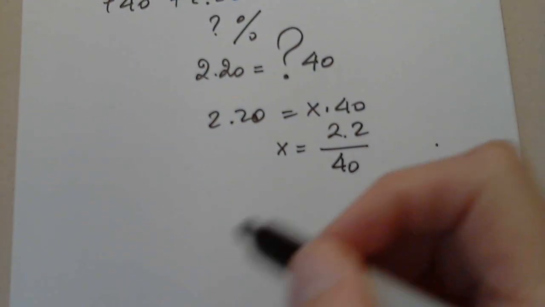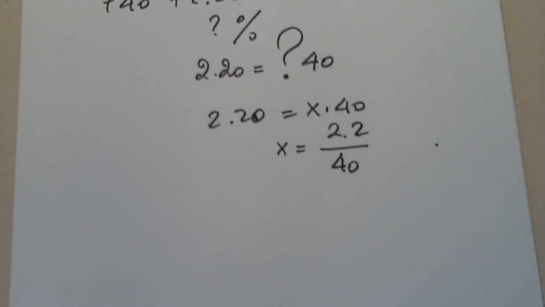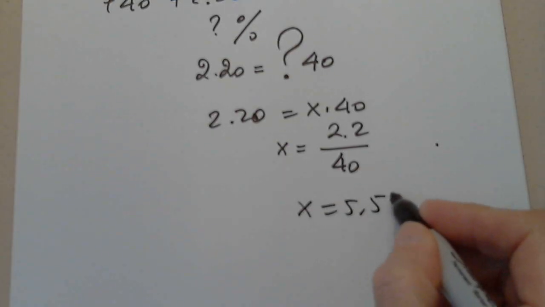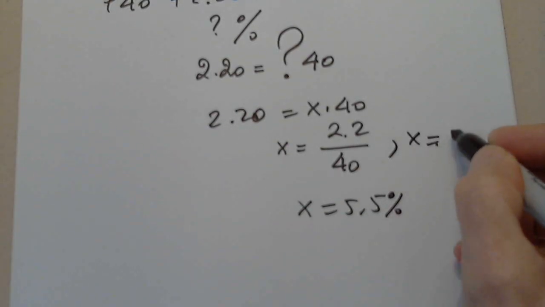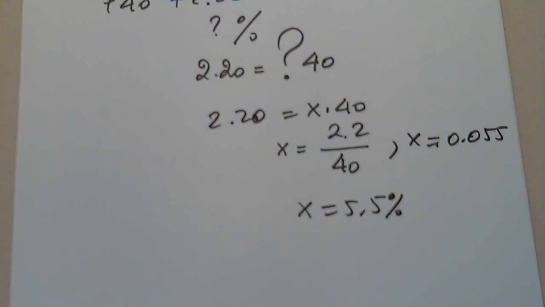Yes, I can simplify, I can do whatever. I can also put it directly in the graphing calculator because I need 2.2 divided by 40. So it's 5.5%. So x equals 5.5%. So first x is 0.055.